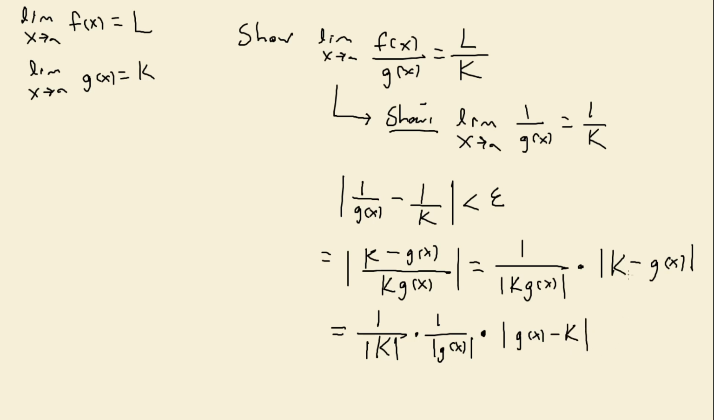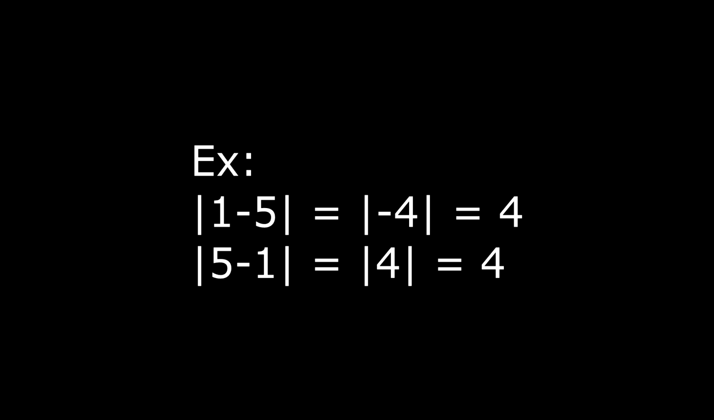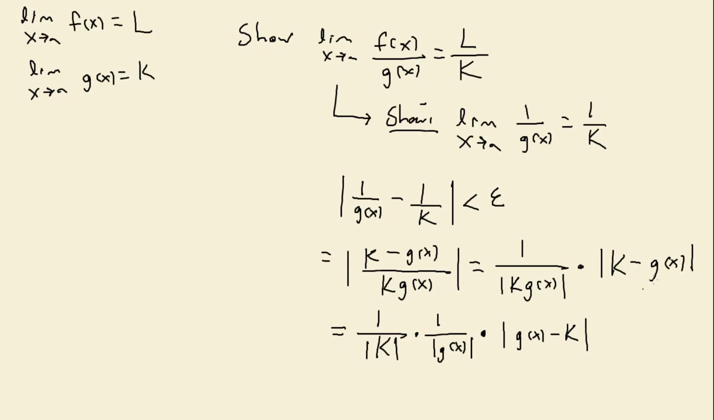Think about it, if k was 1 and g of x was 5, it doesn't matter if it's 1 minus 5 or 5 minus 1. If you switch these two, the difference between those numbers will always be the same after you take those absolute value bars. So this is equal to this.